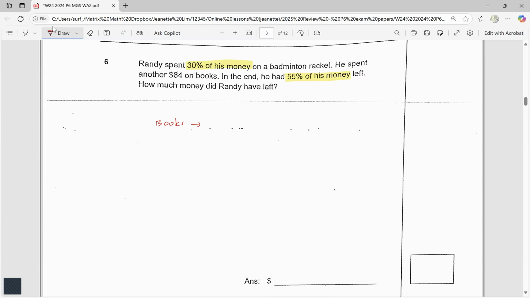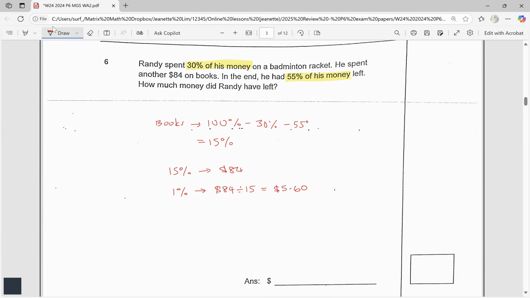So books will be 100% minus 30% and 55%, which we will get 15%. So since he spent $84 on books, the 15% will be $84. Then we find 1%, which is 84 divided by 15. You get $5.60.